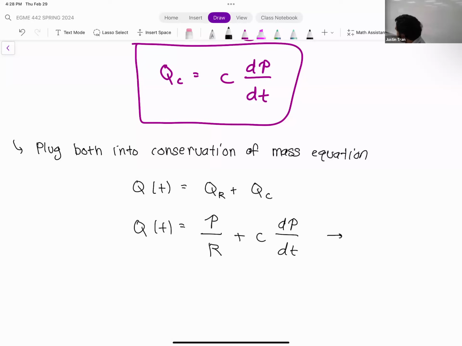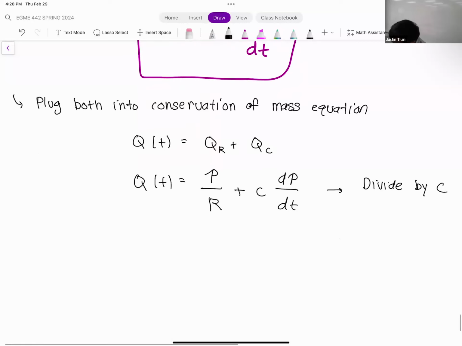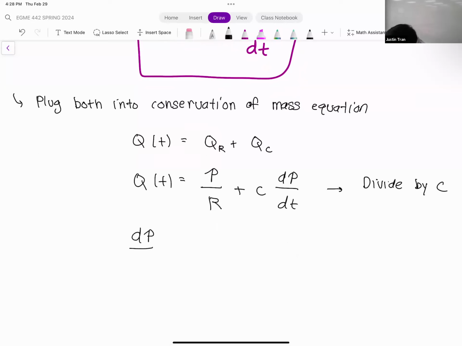I'm just going to do a little bit of simplifying here because usually in these differential equation type of things, we like to isolate the time derivative. Okay. So let's divide the whole equation by C. And I'm just going to swap the places too, so that we have the time derivative on the left. And so we have dP/dt plus P over RC is equal to Q of t divided by C.